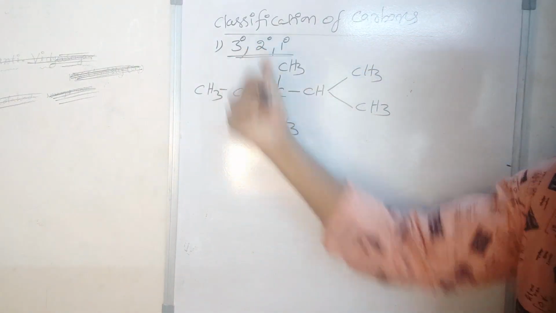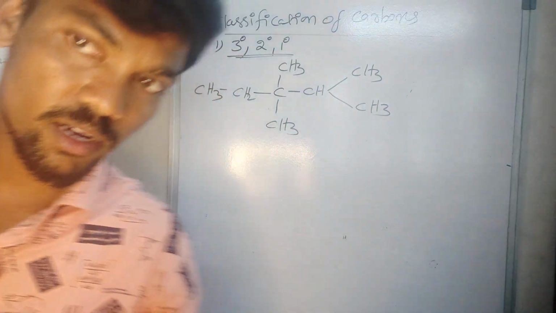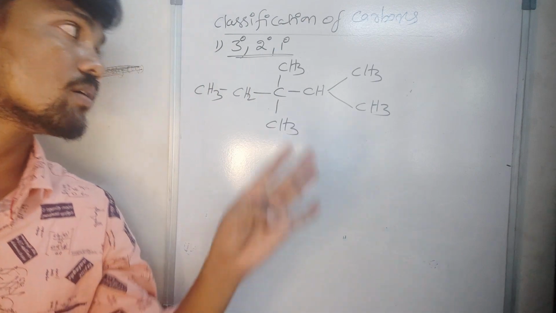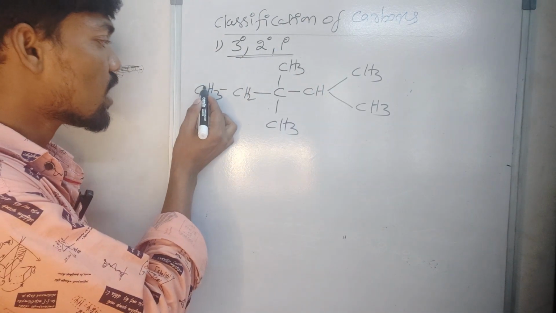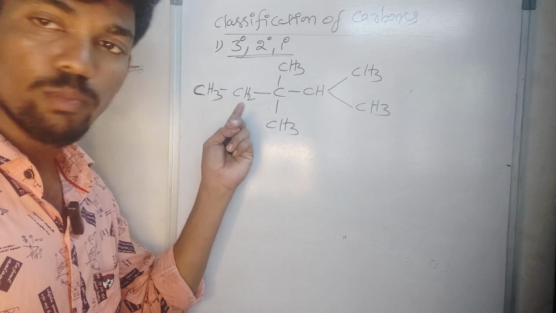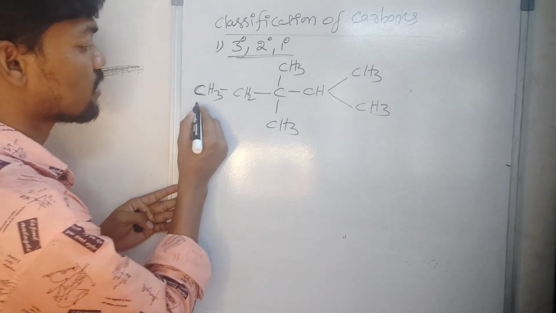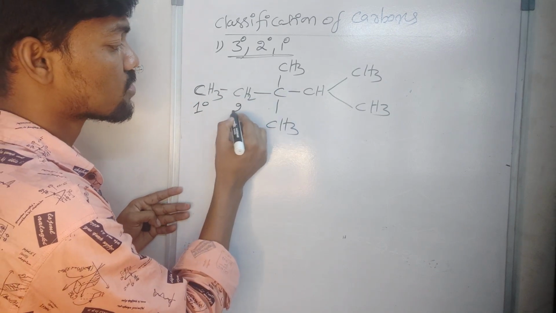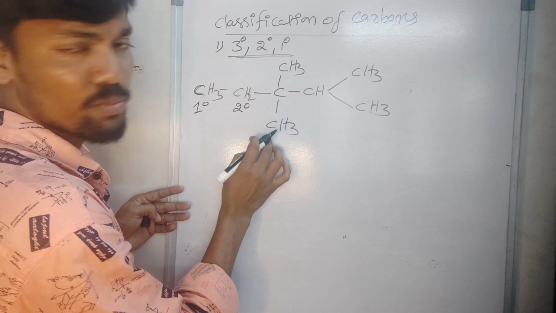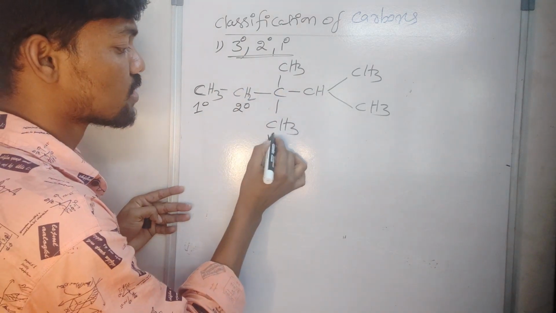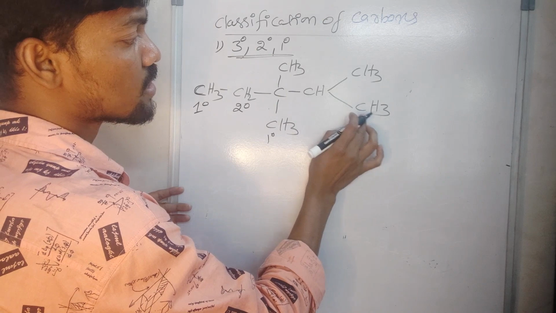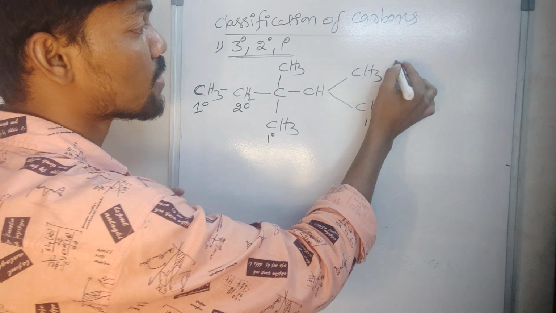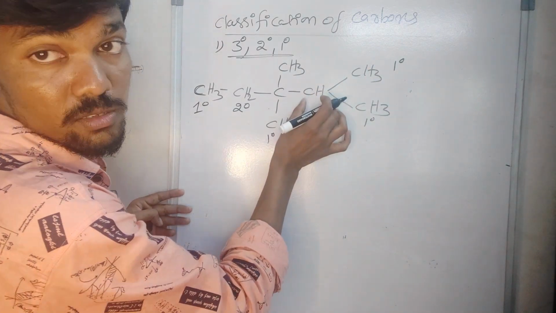So first of all, the primary. If one carbon is attached to only one other carbon, this is called primary carbon. Now tell me, this carbon is attached to how many carbons? This carbon only, no? That's why this is called primary carbon. Here, this carbon is attached to this and this, so this is called secondary carbon. This carbon is attached to how many carbons? Only one carbon, so this is also primary carbon. This one is attached to one carbon only, so primary carbon. This is secondary.